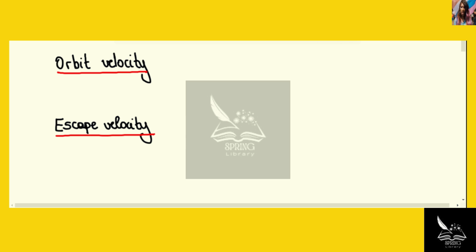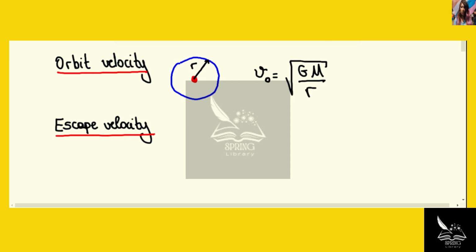Consider that we have a certain body, for example, a planet, it can be planet Earth, and we have an orbit around this planet. The distance between the center of the planet and the orbit is what I call r. The orbit velocity for this distance is equal to the square root of G, Newton's gravitational constant, times the mass of the planet, divided by r. This is the orbit velocity.